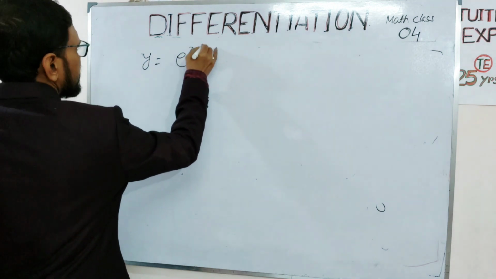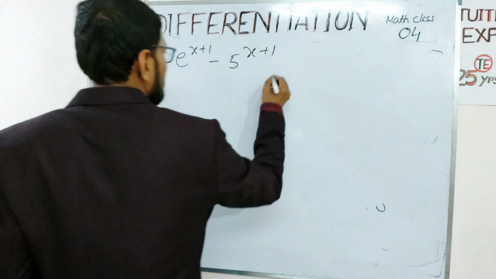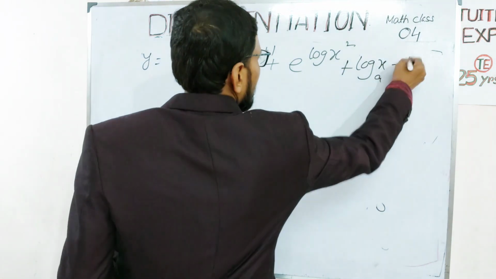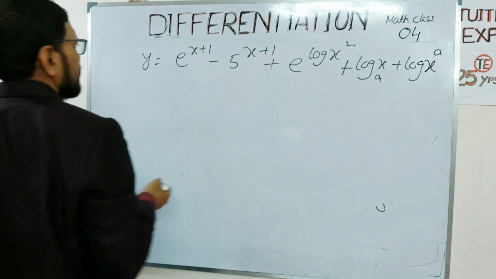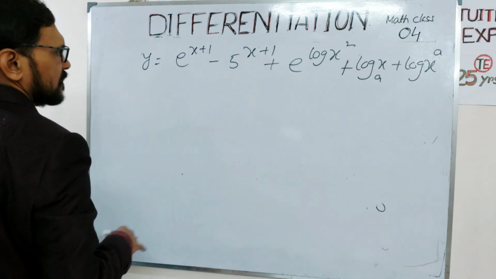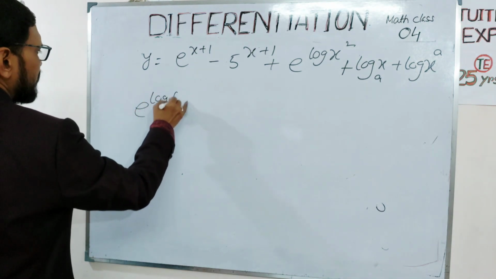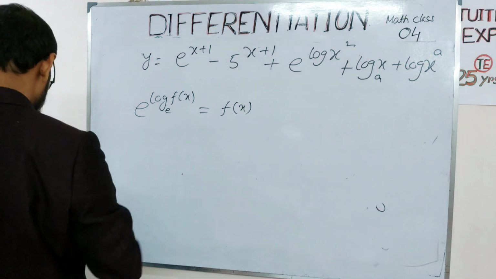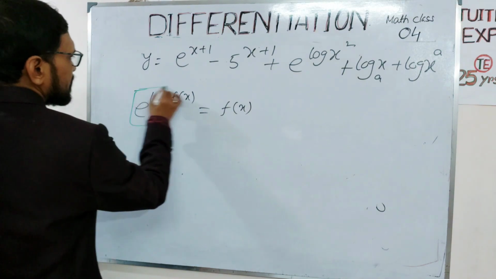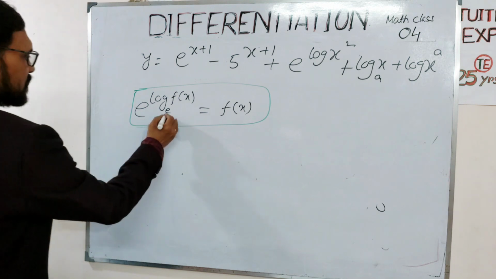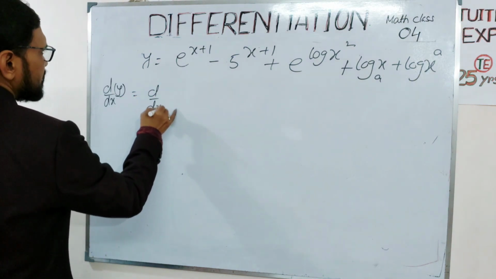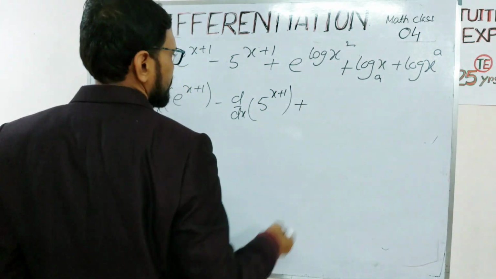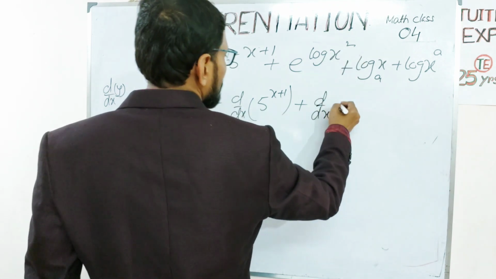y equal to e to the power x plus ... Here we record one formula: e to the power log of f(x). The base is e, and the result will be f(x). e to the power log of f(x) equals f(x). We record this formula, the base will be e. So if this term and this term are the same, d/dx of this term, e to the power log of x square means only x square.